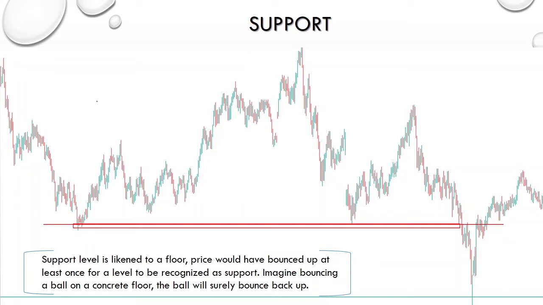Now, a support level is likened to a floor. Price would have bounced up at least once for a level to be recognized as a support. So these levels right here, I could have also drawn a few more support areas inside this chart, but I don't want it to be too bulky, so I just want to maintain simplicity. So you'll see this area as an area of support.